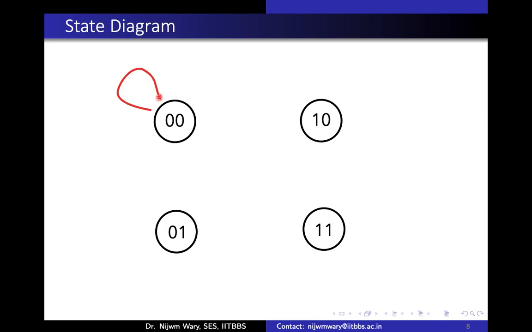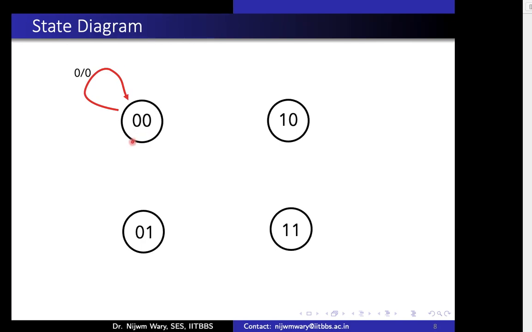This arrow is labeled 0 slash 0. This first 0 represents the present input and this second 0 represents the output. So basically it is telling that if my present state is 0 0 and my input is 0, then the next state will be the same one. That's why it is this kind of circular arrow, and the output for this will be 0. So this is how it is represented.